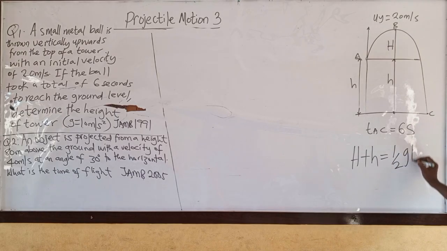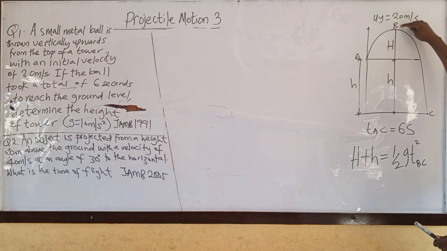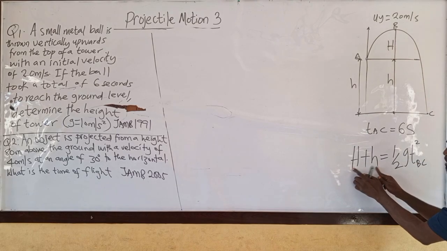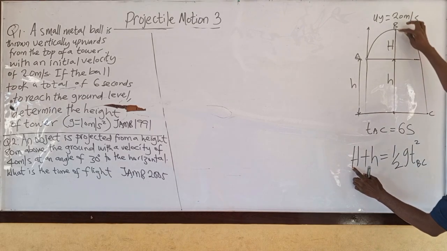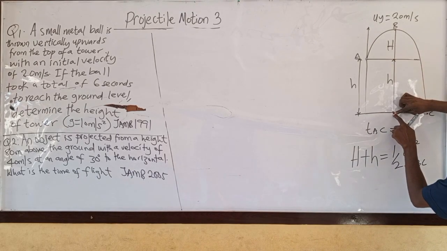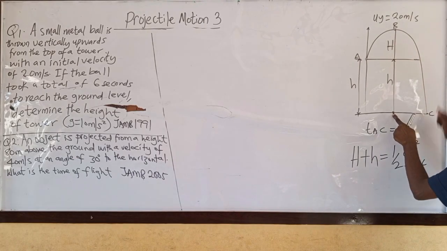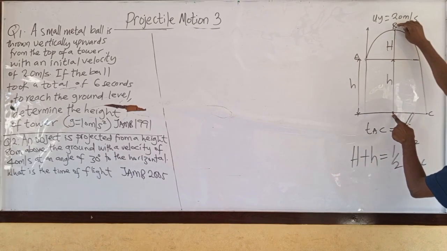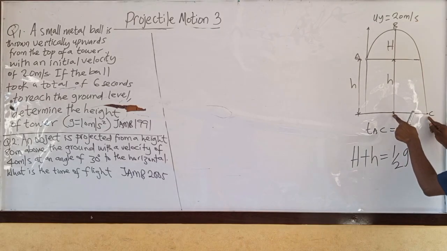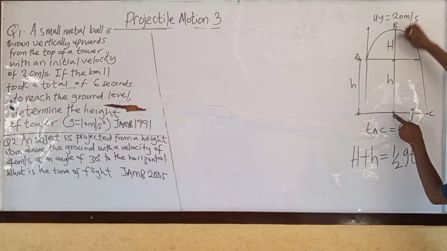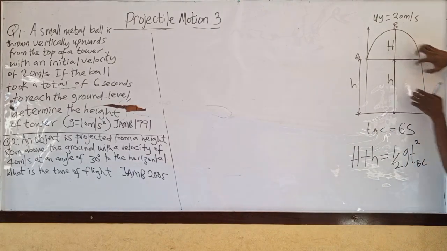half g t squared. What is this t? This t is B C, the time spent from B to C. Okay? Because this H plus H, from here to here, is a function of this second phase of the motion. From here to here is vertical. Here to here is horizontal. So this H plus H is a function of this part.